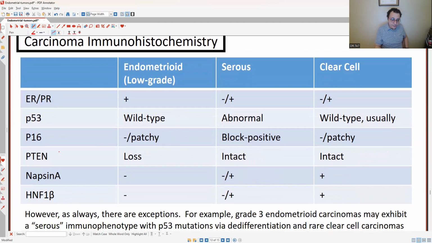Here are some tables to help you out. From this table, I will tell you the keys. You need to memorize that endometrioid adenocarcinoma is ER/PR positive always. Serous carcinoma is usually ER/PR negative. However, you may encounter some cases with ER and PR positivity in serous.